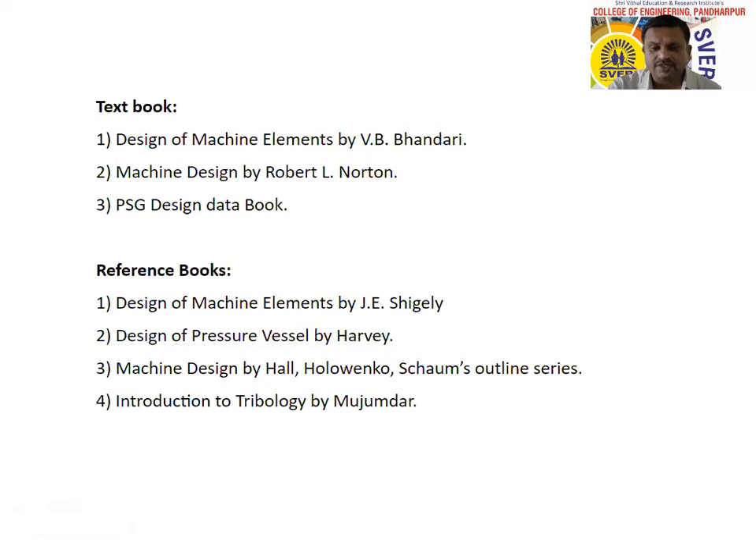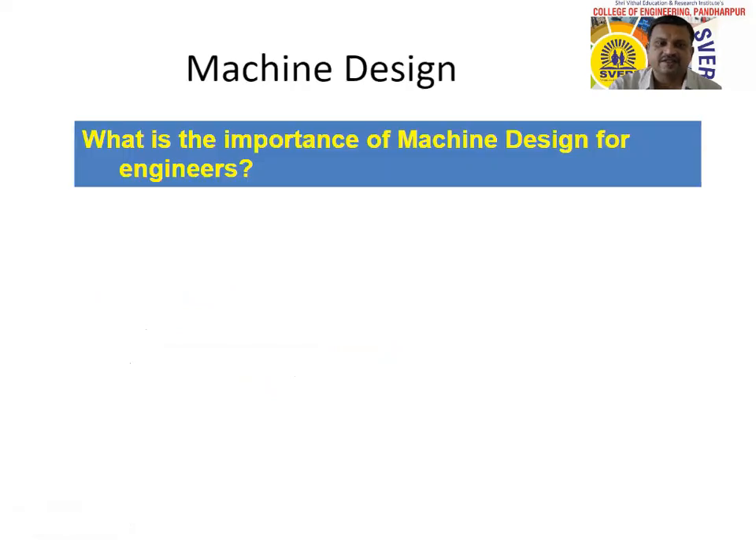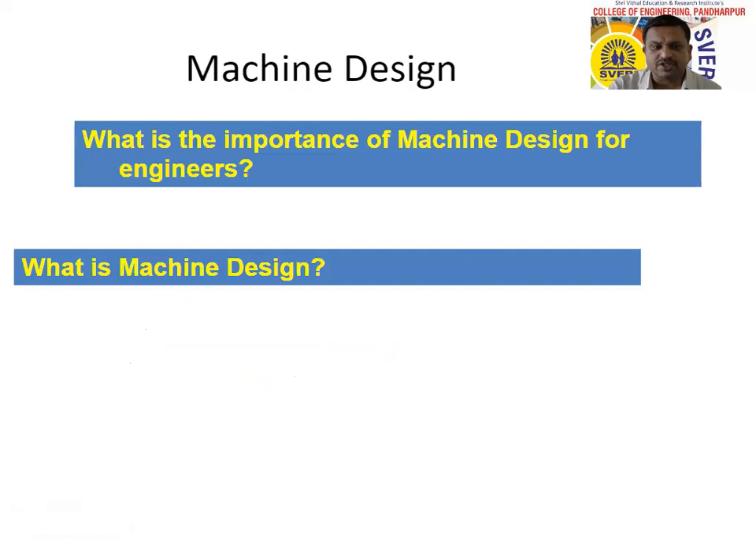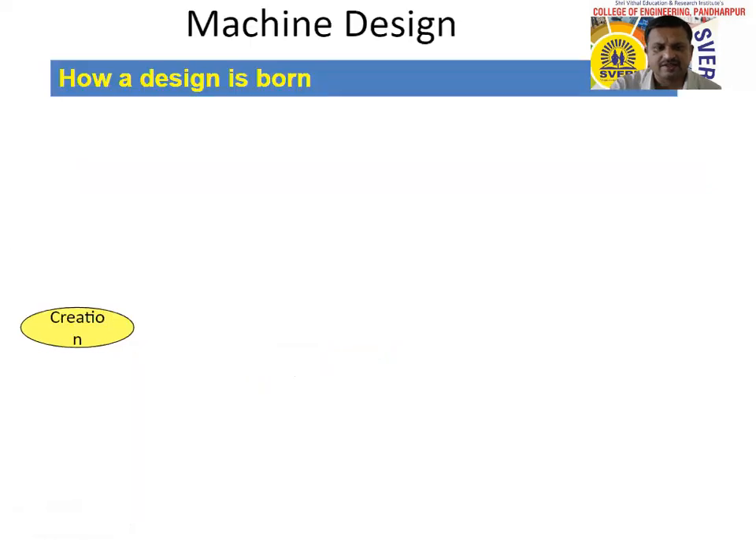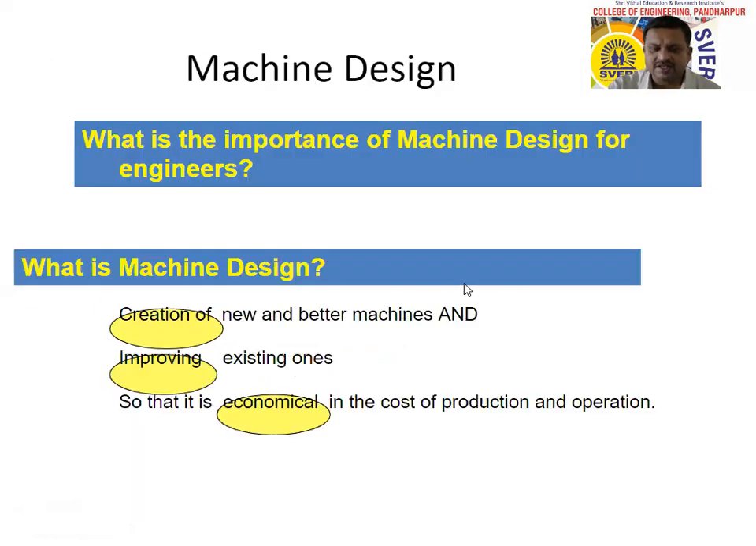Now we will see what is meant by machine design. What is the importance of machine design for engineers? What is machine design? It is nothing but creation of new and better machines and improving existing ones so that it is economical in the cost of production and operation. Now, what is the meaning of the word design? Design means to create new things or to modify existing things.